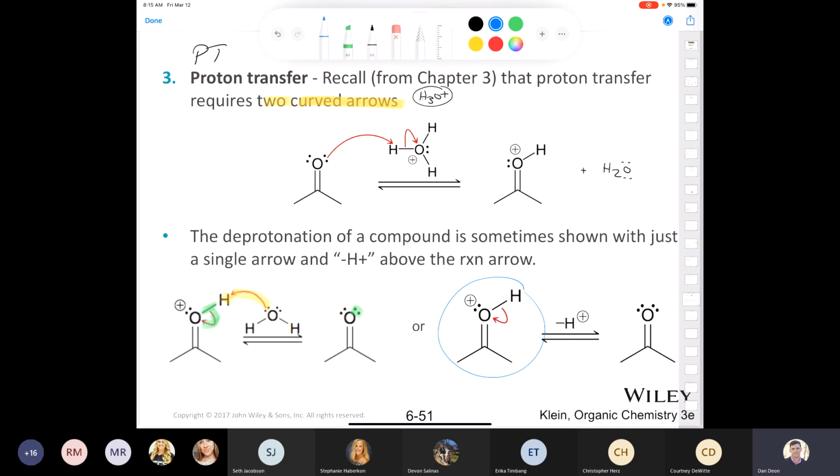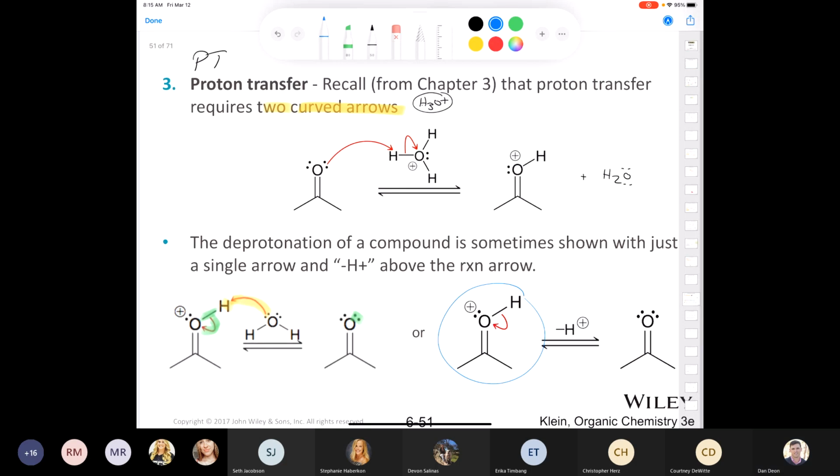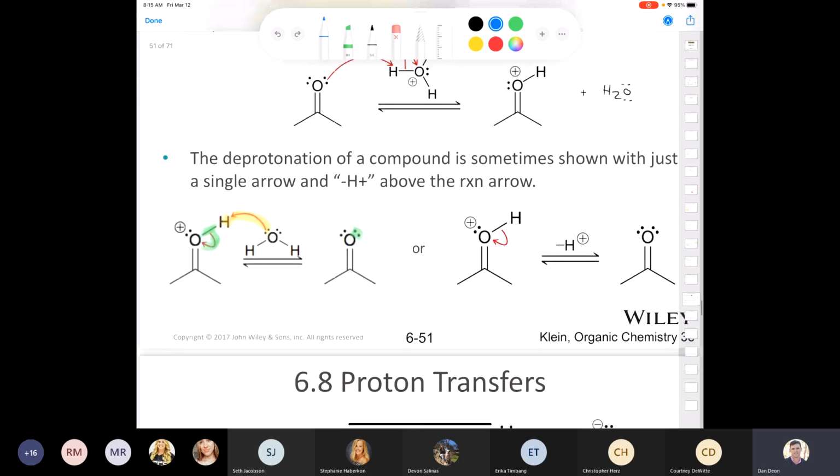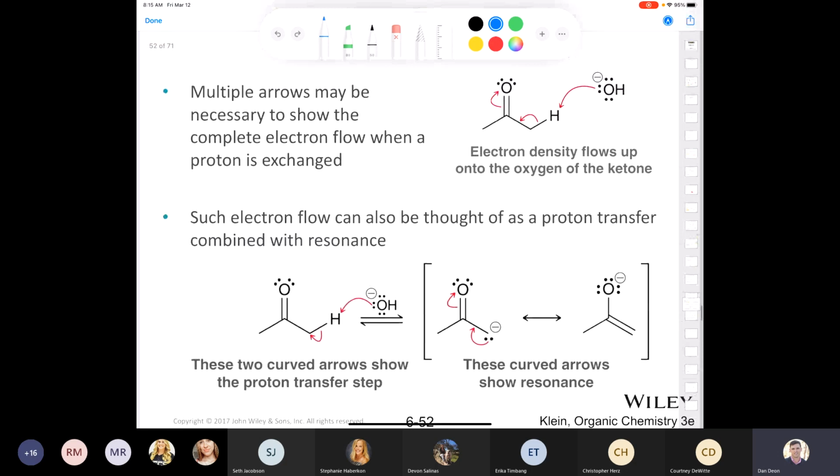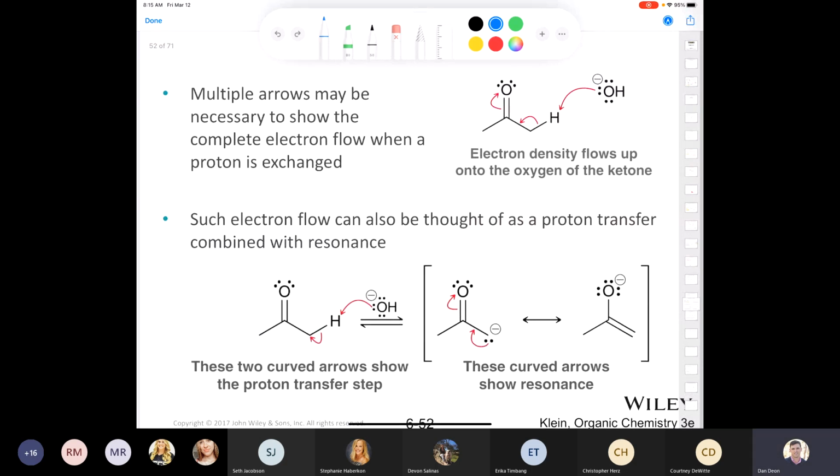I highly recommend drawing a complete set of arrows. Don't try to draw any shorthand. Once you master the subject, then you can try drawing shorthand, but I wouldn't recommend it now. Also, multiple arrows are going to be necessary sometimes when we show the flow of electrons.